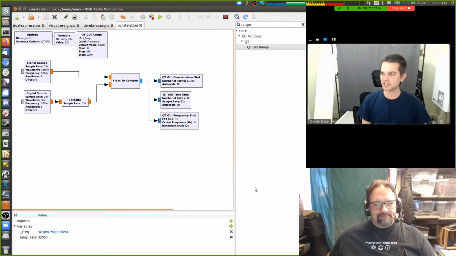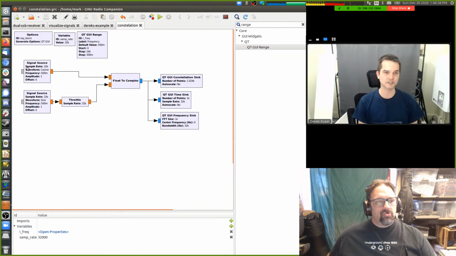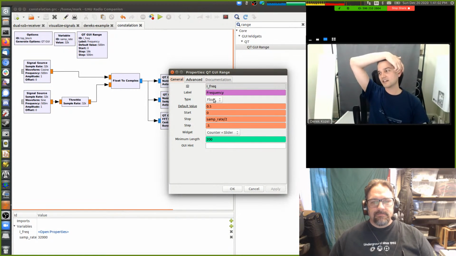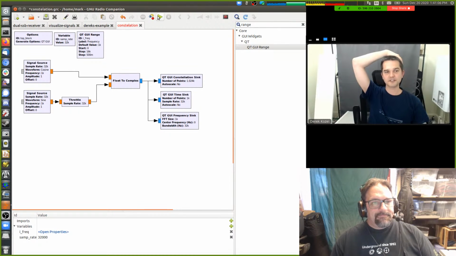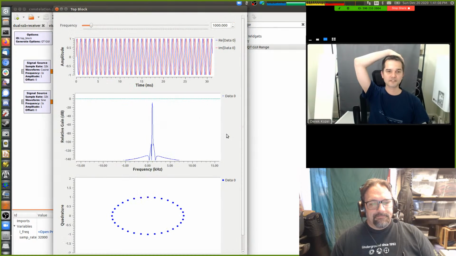Tim's saying it's slipped samples. I would have guessed that myself, but it shouldn't be possible for it to slip samples. Maybe it's applying the frequencies separately. So let's hard code it. If you go into the range widget, yeah, set it to 1,000 and just run that, just as a sanity check.